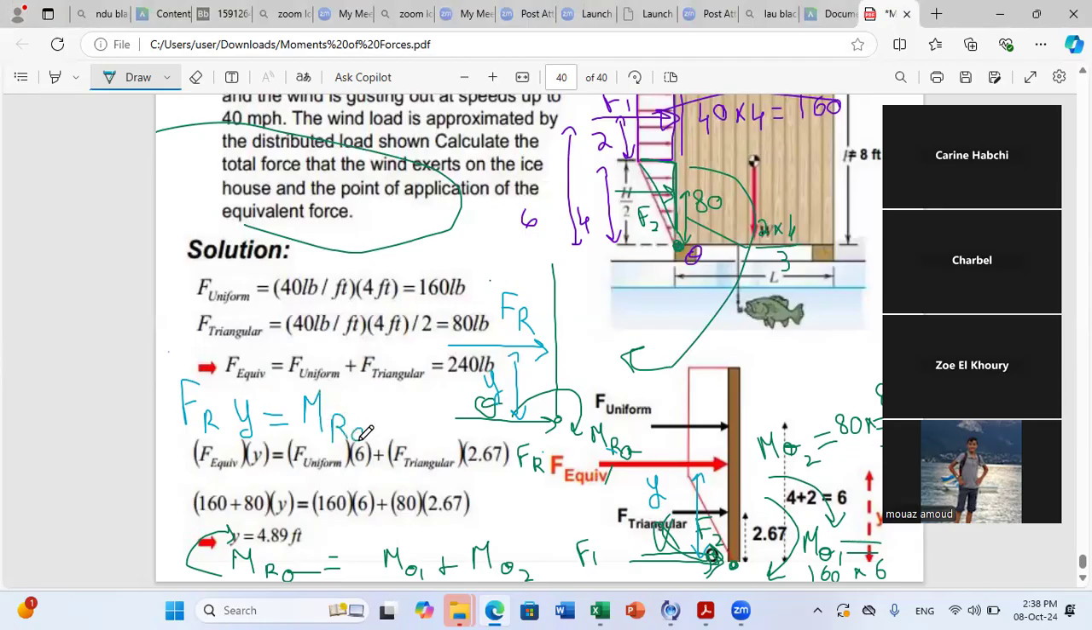Okay, so I can say then that what is Y? I can deduce what is the location Y I should put my force at to have a single force. It's MRO over FR. Okay, clear? Any question on this?